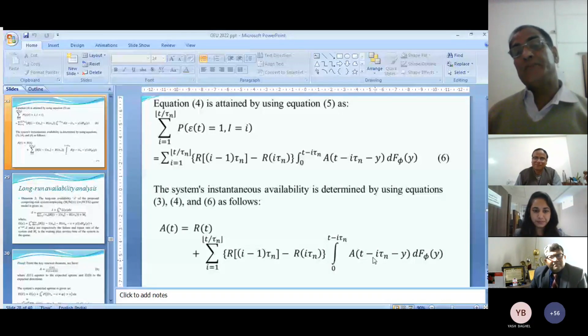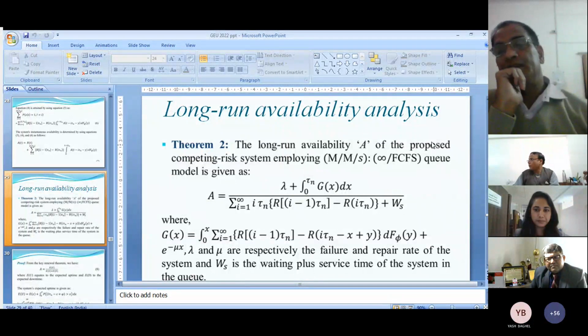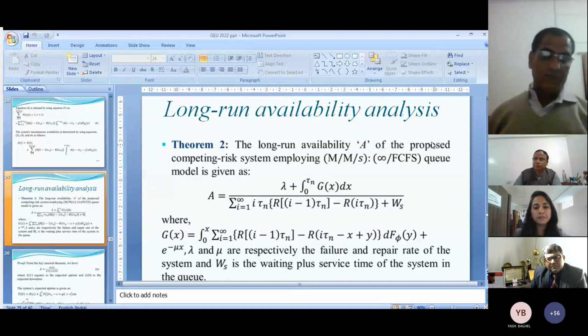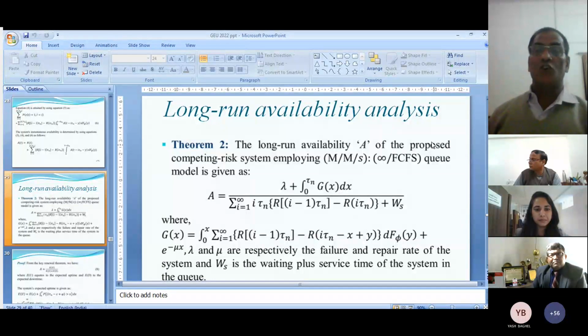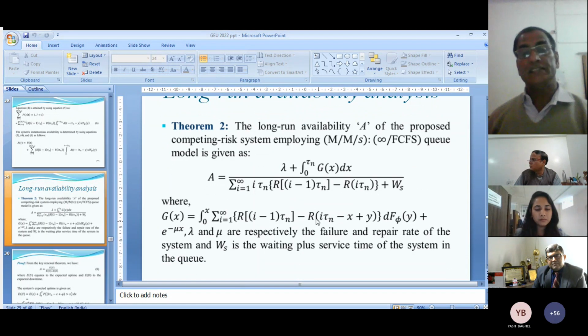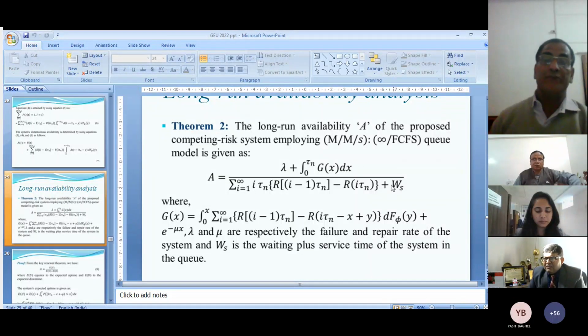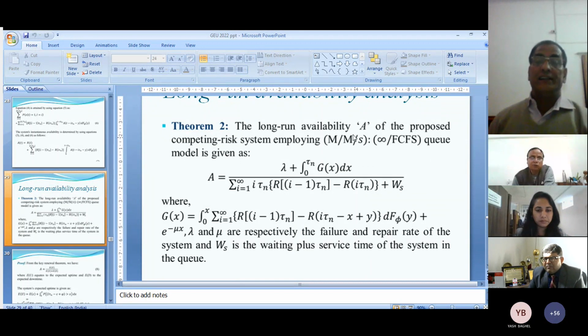Long run availability of the system can be expressed as follows, the same thing that I have said earlier. The inspection period is not deterministic; it is changing continuously, and incorporating these queuing models, the long run, limiting availability of the system can be found to be this much, where g(x) is this plus exponential of minus mu x. Lambda and mu are the failure and repair rates of the system, and Ws is obtained because of the incorporation of this queuing model, and this Ws is the waiting plus service time of the system.